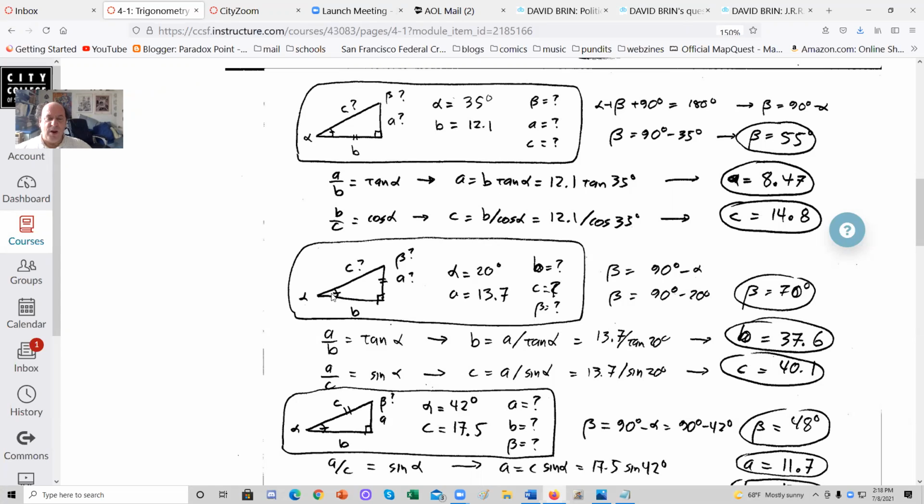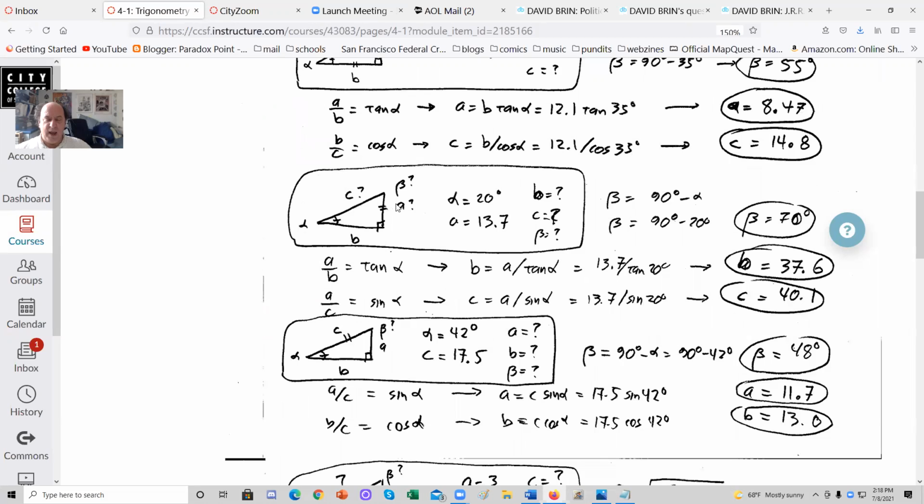Okay, here we have a triangle where we know alpha and we know A. We want to find sides B, C, and beta. Okay, alpha is 20 degrees, A is 13.7. The easiest one, of course, is to find the other angle. If alpha is 20 degrees, beta is 90 degrees minus alpha, that's 90 minus 20, which is 70 degrees. Now we're given A and we want to find, say, B. Well, A over B is tan alpha. So you flip this upside down and then transpose A, you get B equals A divided by tan alpha, which comes to 13.7 over tan 20, or about 37.6.